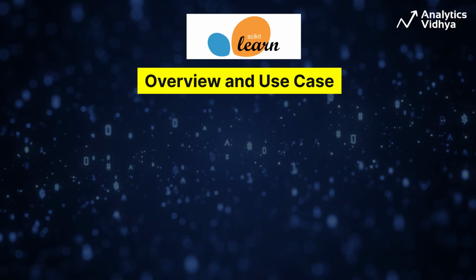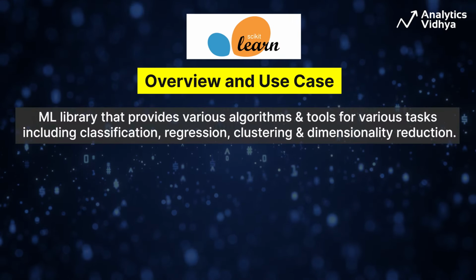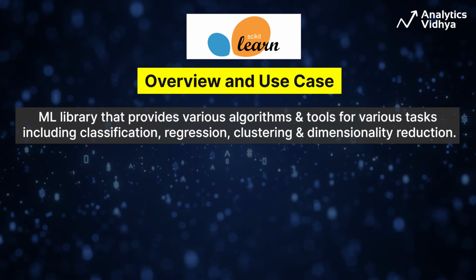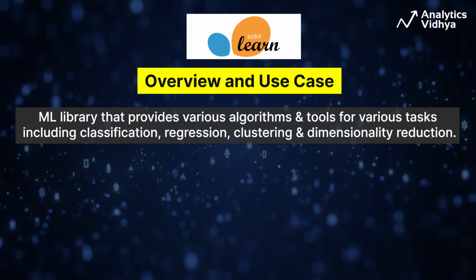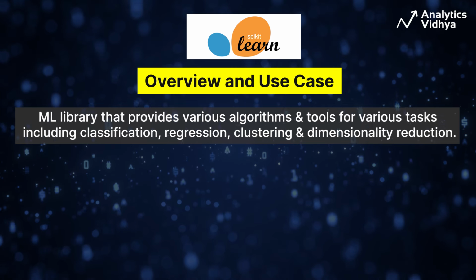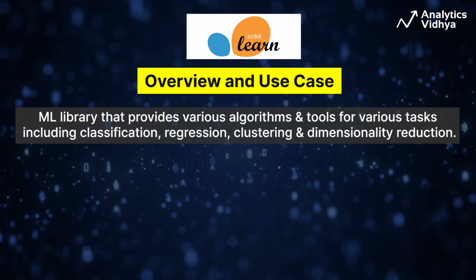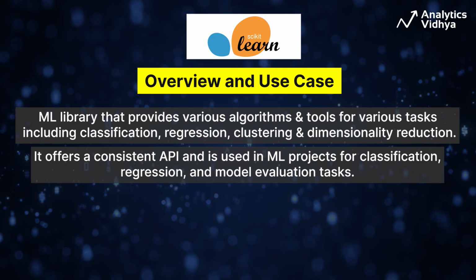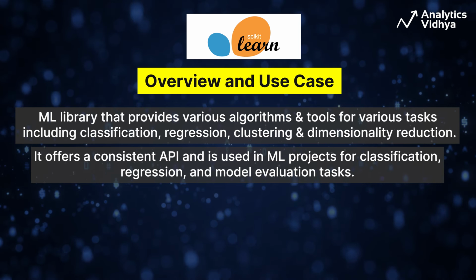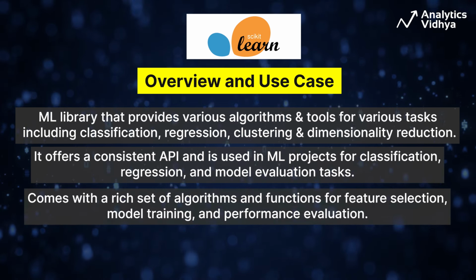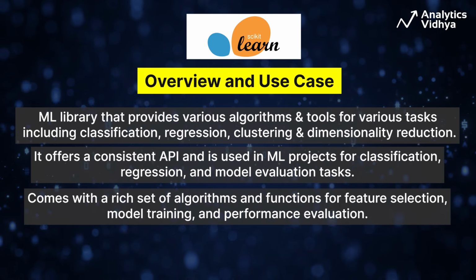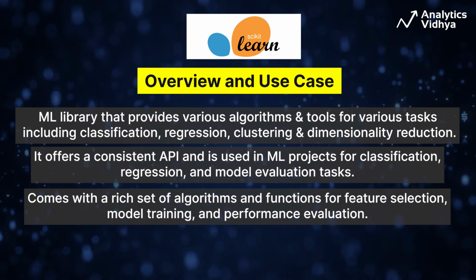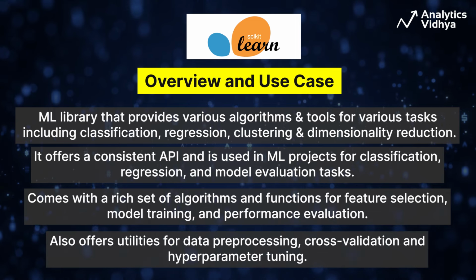The fourth library in our list is Scikit-learn, which is a comprehensive machine learning library that provides various algorithms and tools for various tasks, including classification, regression, clustering, and dimensionality reduction within machine learning. It offers a consistent API and is used in machine learning projects for classification, regression, and model evaluation tasks. Additionally, it comes with a rich set of algorithms and functions for feature selection, model training, and performance evaluation. And guess what?